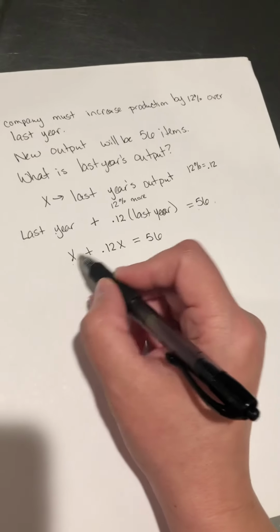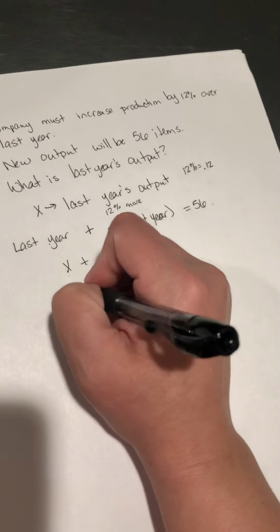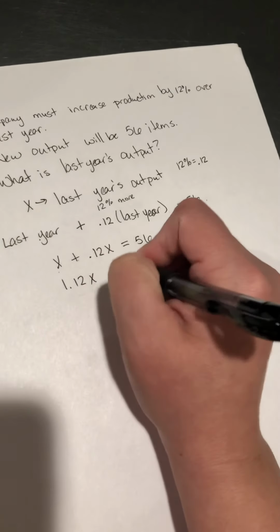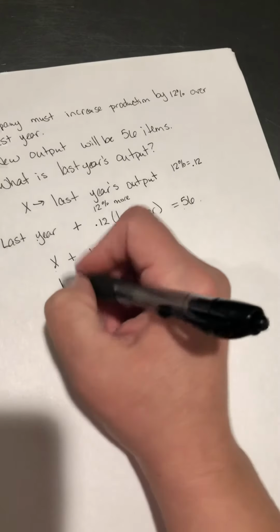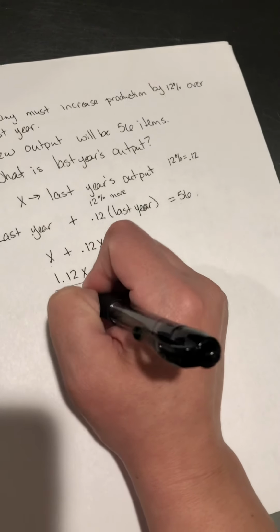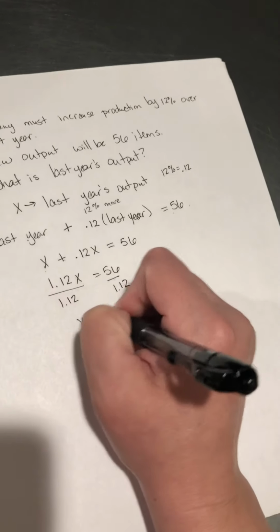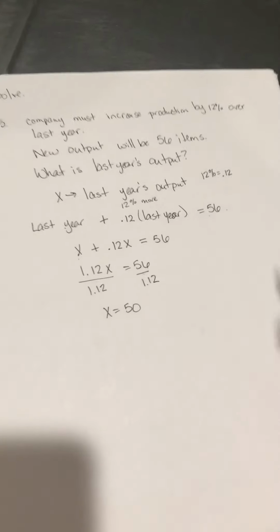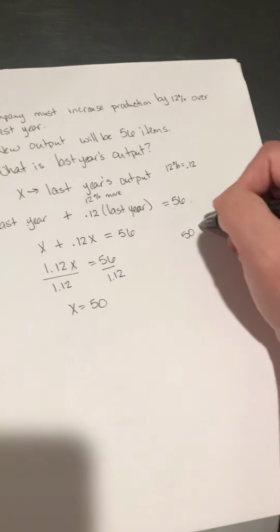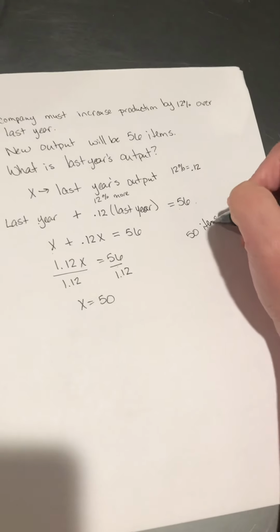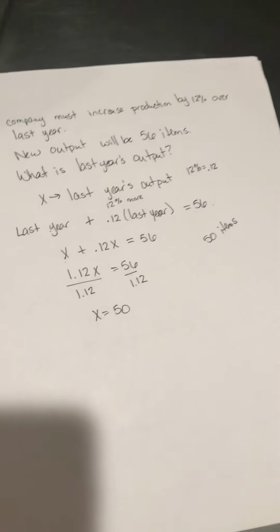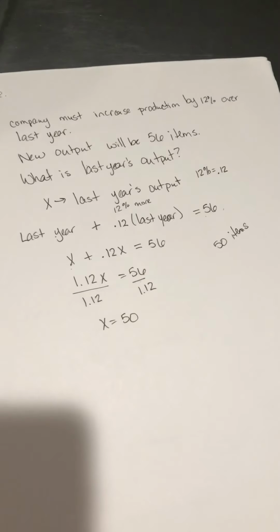So if I add this, 1 plus 0.12 is 1.12 X is equal to 56. And then if you divide both sides by 1.12, you get X is 50. So last year's output was 50 items. And this year's output is going to be 56 items, and that's 12% more than last year.